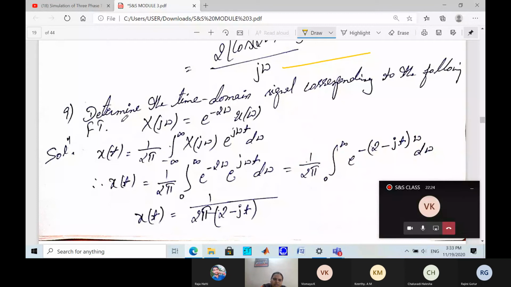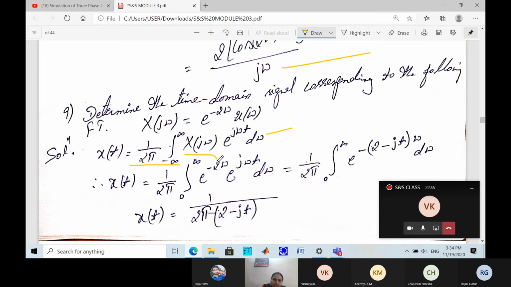Then the next problem is: determine the time domain signal corresponding to the following Fourier transform, that is X of j omega is equal to e raised to -2 omega u of omega. Here we have to use the equation for the time domain signal. So x of t is equal to 1 divided by 2 pi integration minus infinity to plus infinity X of j omega e raised to j omega t d omega.